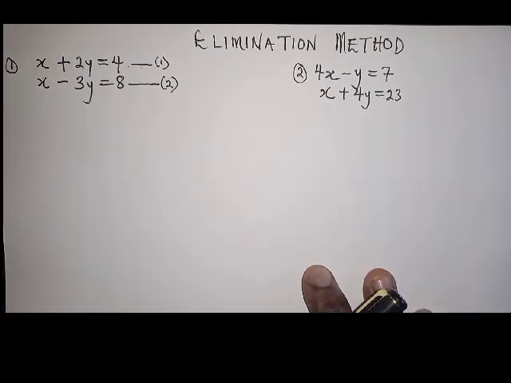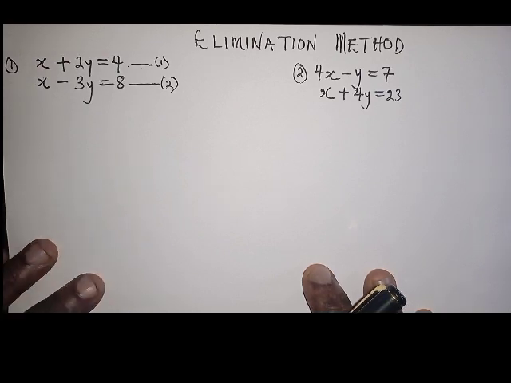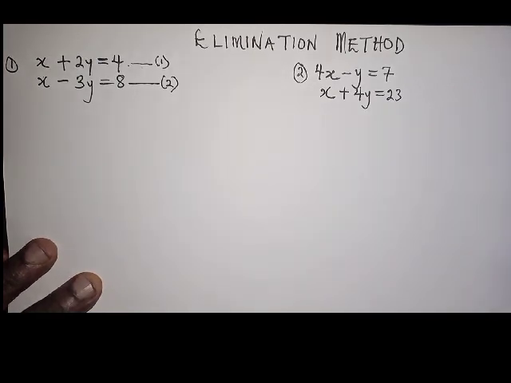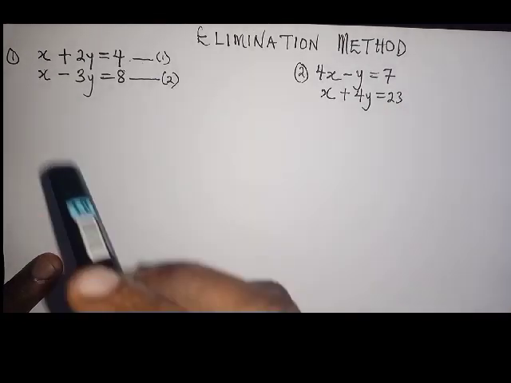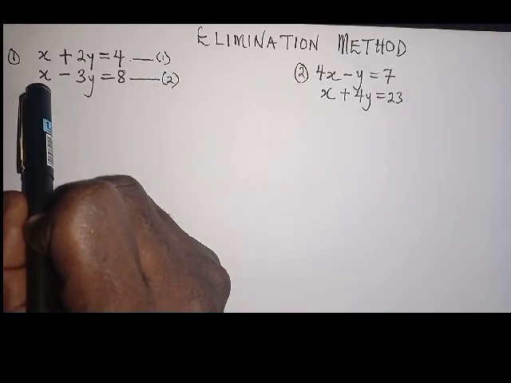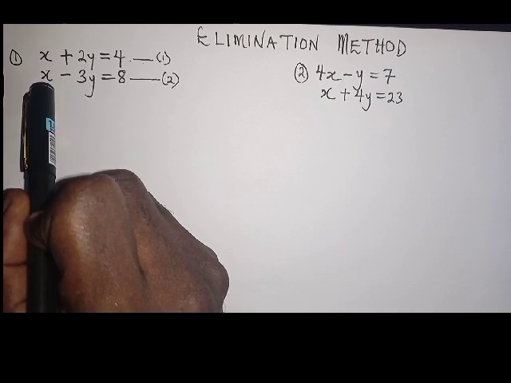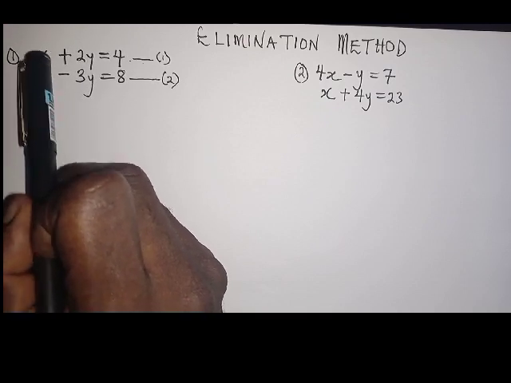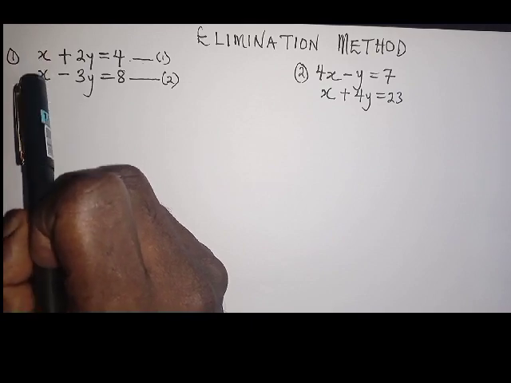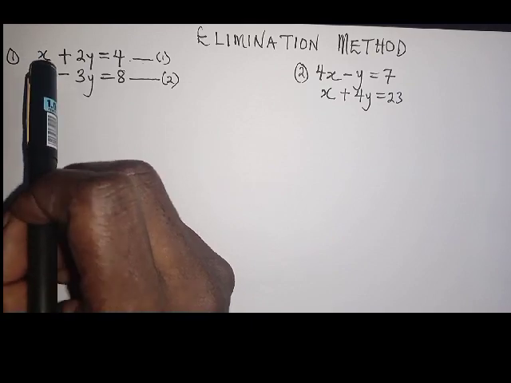a situation whereby you have equal coefficients for either the x variable or the y variable. What I mean is this. Now, the coefficient of x is 1 here, and the coefficient of x here is 1. So that means I can easily eliminate the x term, the x variable.